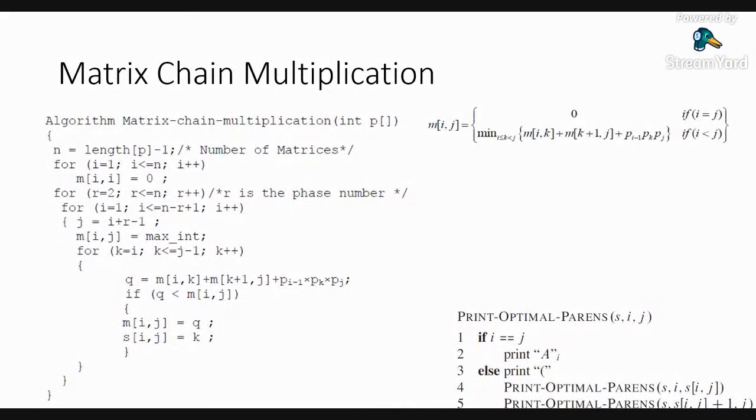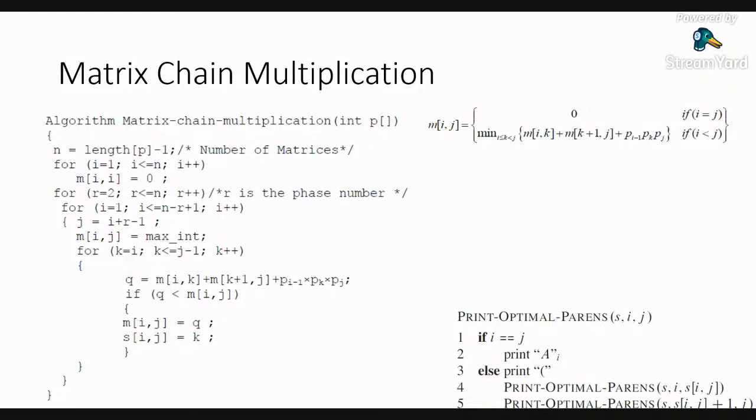See the algorithm. This is running from n minus r plus 1. What is r? r is nothing but the outer loop. So here, when the value of n is equal to 6, it will be 6 minus 2 plus 1, so it is 6 minus 1, which is 5. Here you can notice that i is ranging from 1 to 5. In the second phase, it will be ranging from 1 to 4. In the third phase, it will be ranging from 1 to 3, and so on.